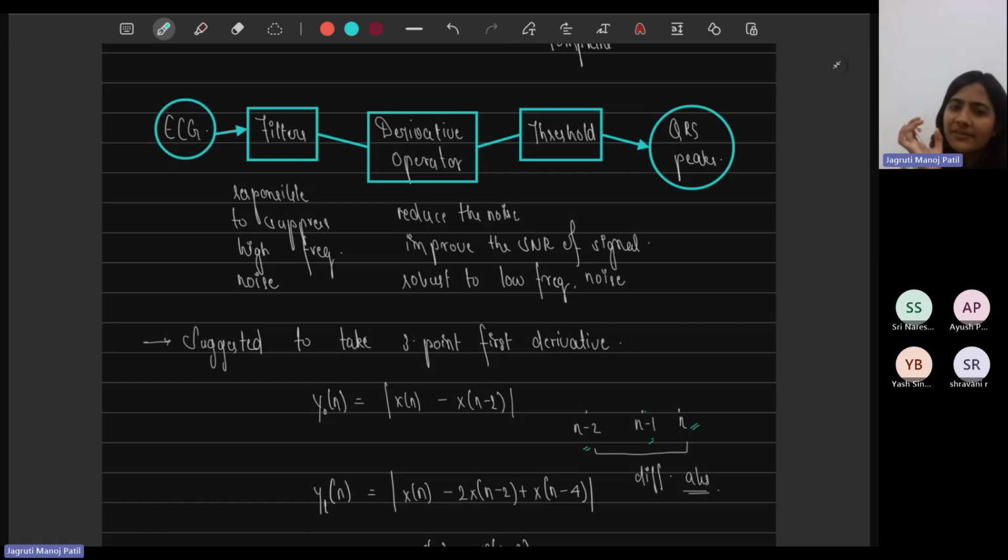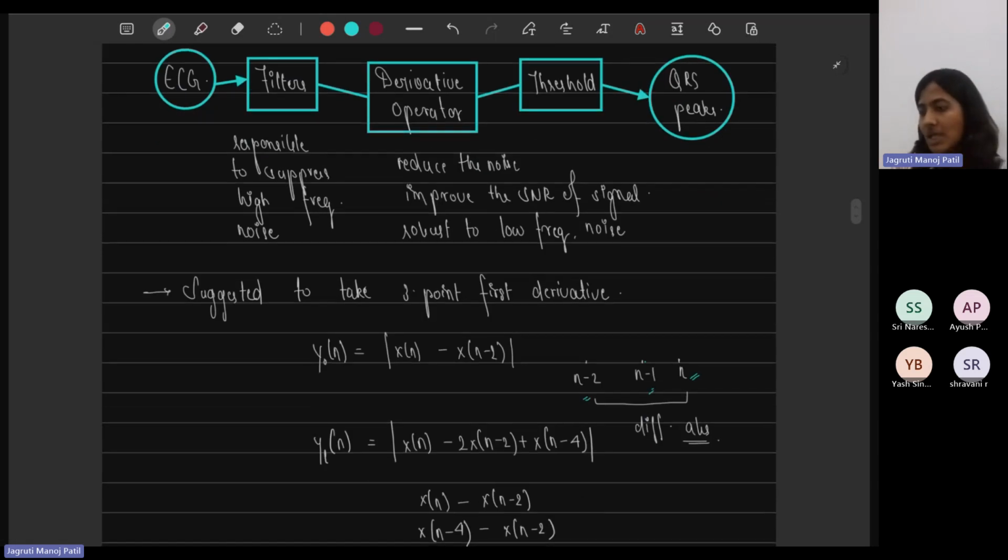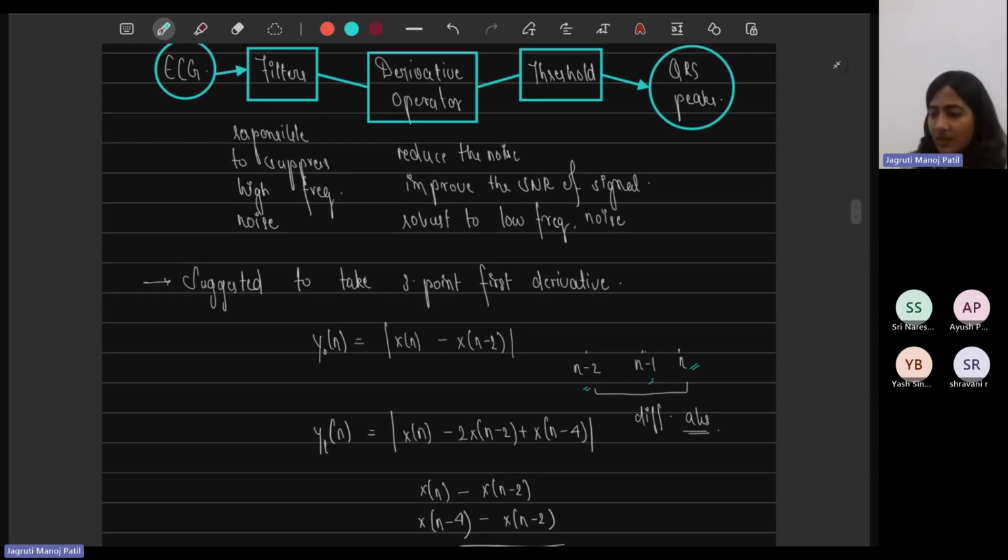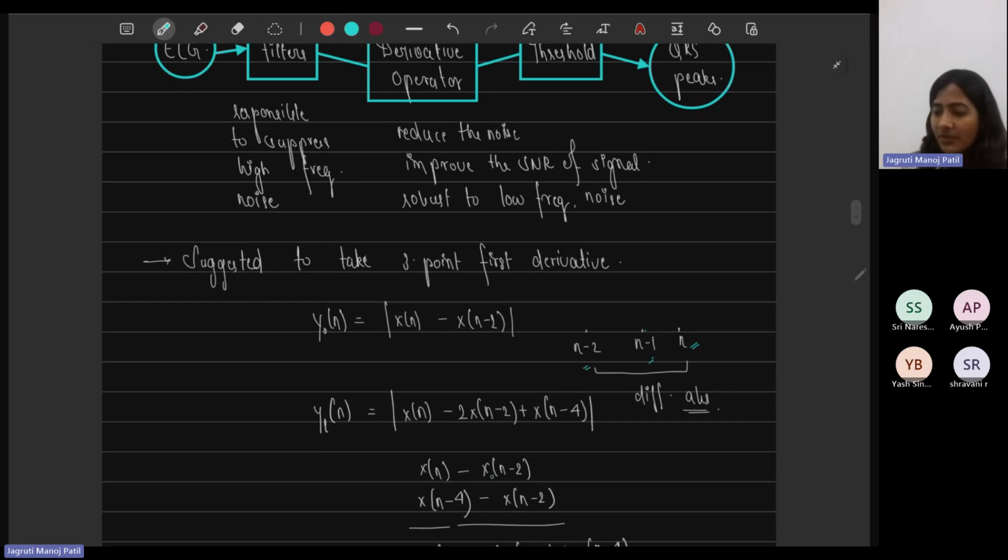You all must have seen the derivatives in the earlier way. What we used to do is the limit as h tends to zero of x plus h minus x, divided by h. Similarly, the first derivative method here is a numerical derivative. So we take the first order derivative for the same: x of n minus x of n minus 2. Then we do x of n minus 2 minus x of n minus 4. What we get is x of n minus twice x of n minus 2 plus x of n minus 4.